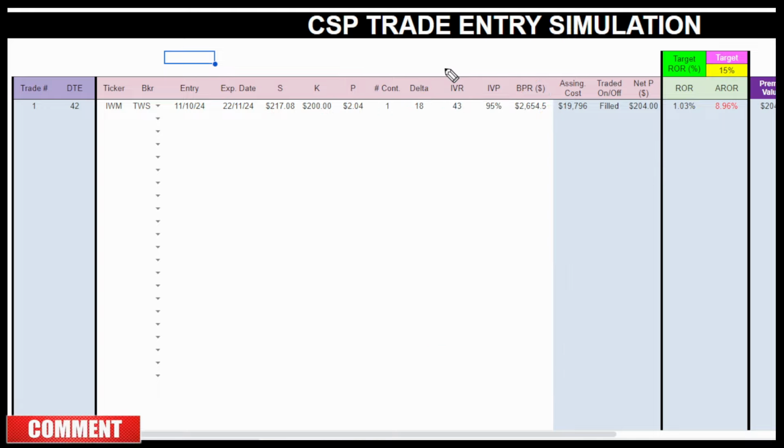So the implied volatility rank here is 43. The implied volatility percentile, 95. That's our broker requirement. And this thing here is filled automatically for you, okay? Those blue cells here, you don't need to touch.